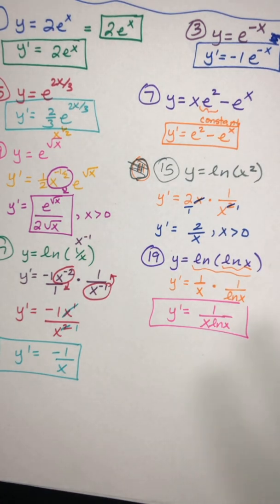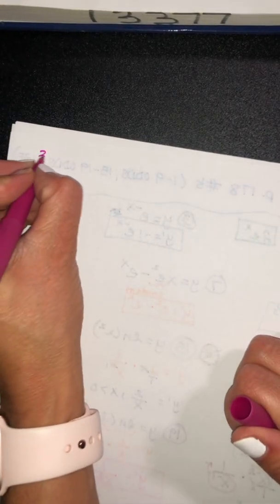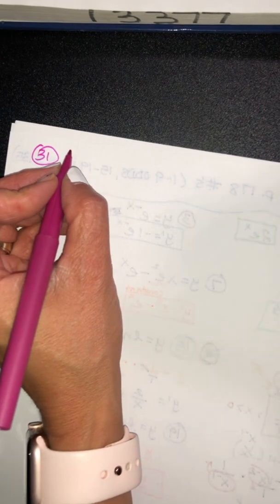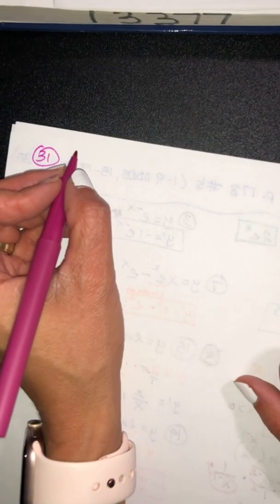So that was 15 through 19. Now we need 31, and I need to see how much room I need on that one. I need some room, so I'm going to flip it over to the back. Okay, so 31, what does it say? I wrote down notes, but I don't remember what it says.